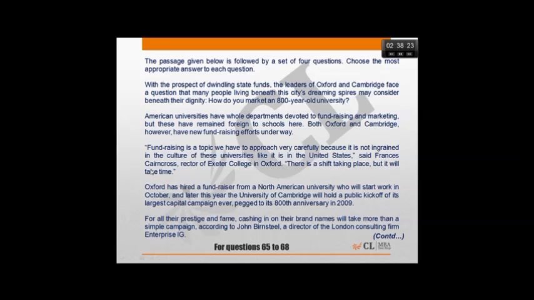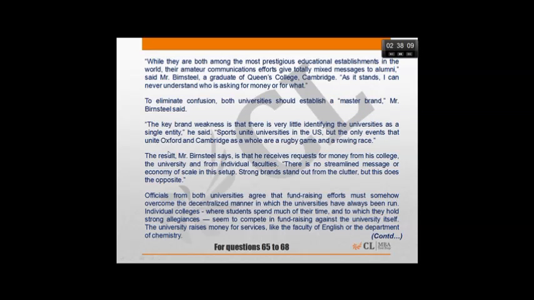Okay, 60 to 64, this was a good one for me. Question 65 to 68 is the next RC set. This is how Oxford, Cambridge, American universities. Looks like an easy call. Okay, something about universities in US and UK.